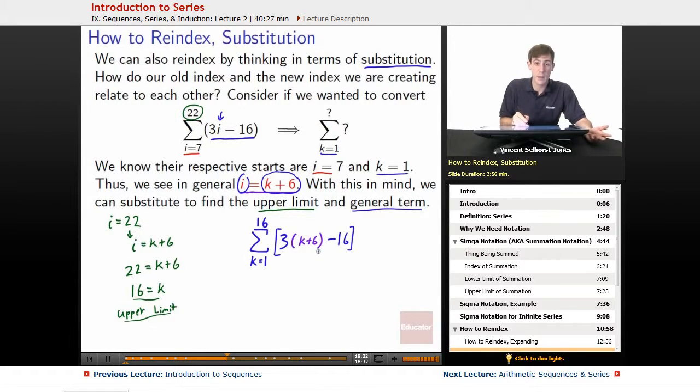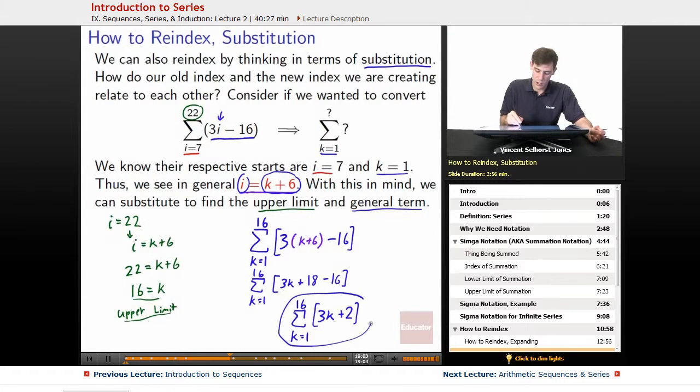At this point, we can expand this and work this out, simplify it if we want. We could also just leave it as it is, and it would be just fine. The upper limit and lower limit, our index, will all stay the same throughout. So we work this out. 3 times k plus 6 gets us 3k plus 3 times 6, which is 18, minus 16. And so we get 16 for our upper limit, k equals 1 for our index and lower limit. 3k plus 18 minus 16 simplifies to 3k plus 2, which is exactly what we had the first time.